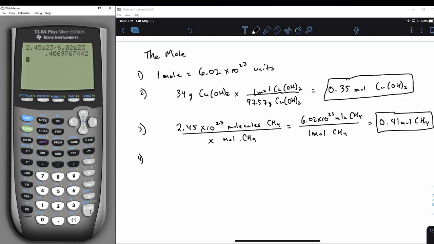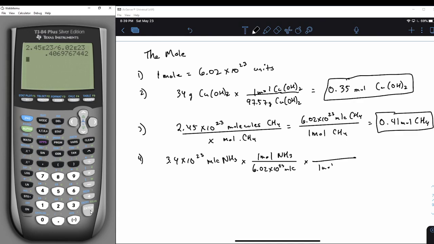Okay. 4. How many grams are there in 3.4 times 10 to the 24 molecules of NH3? Well, we have to start with molecules of NH3, and we must convert that to moles first. And so we know 6.02 times 10 to the 23rd molecules is equal to 1 mole of NH3.